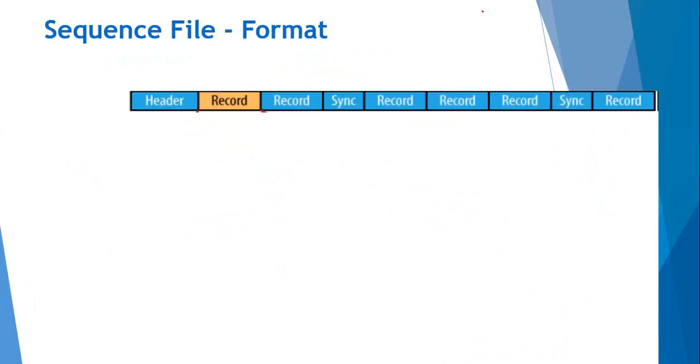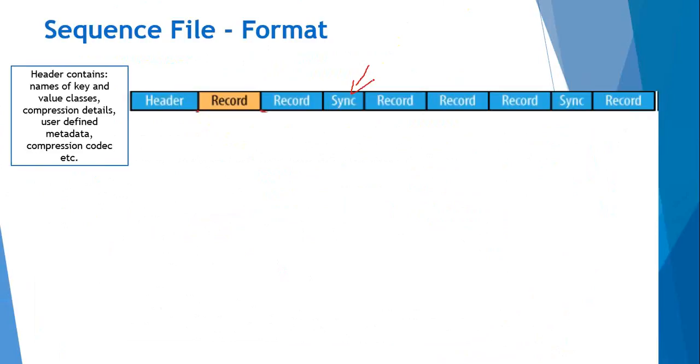So this is how your sequence file looks: header and the records, and in between there are sync pointers to sync if your reader has lost its way. Header contains your name and keys. Header.